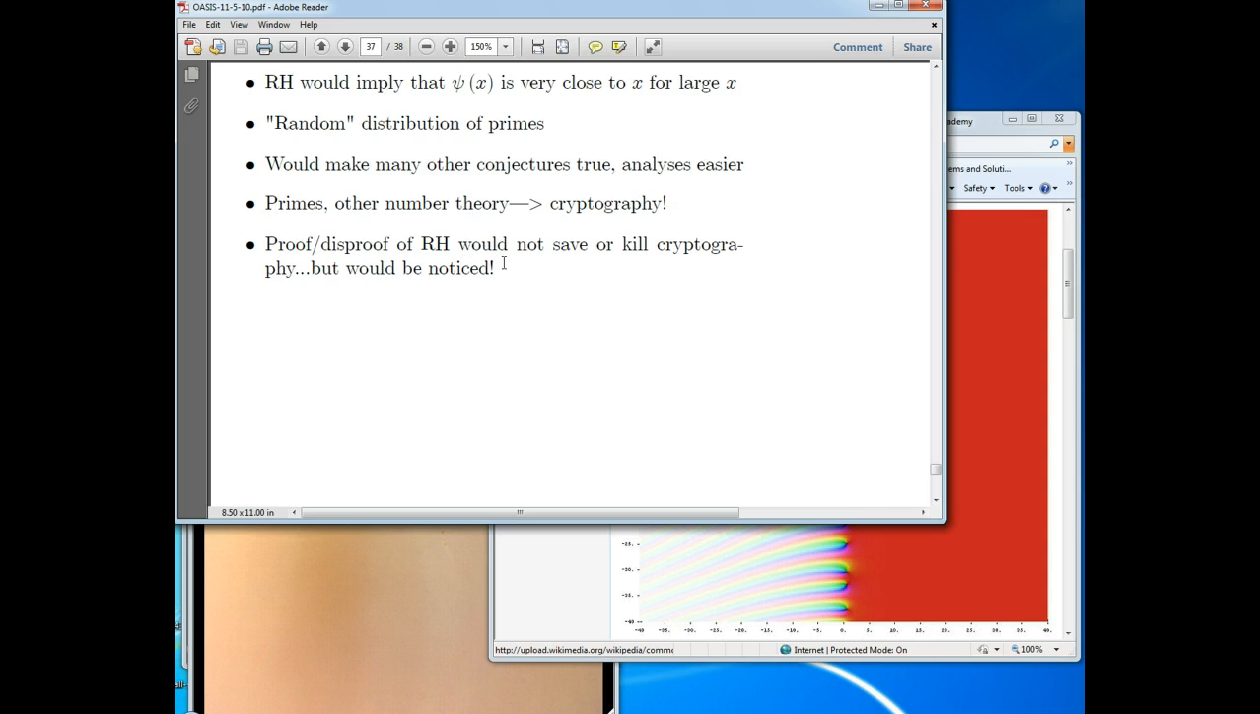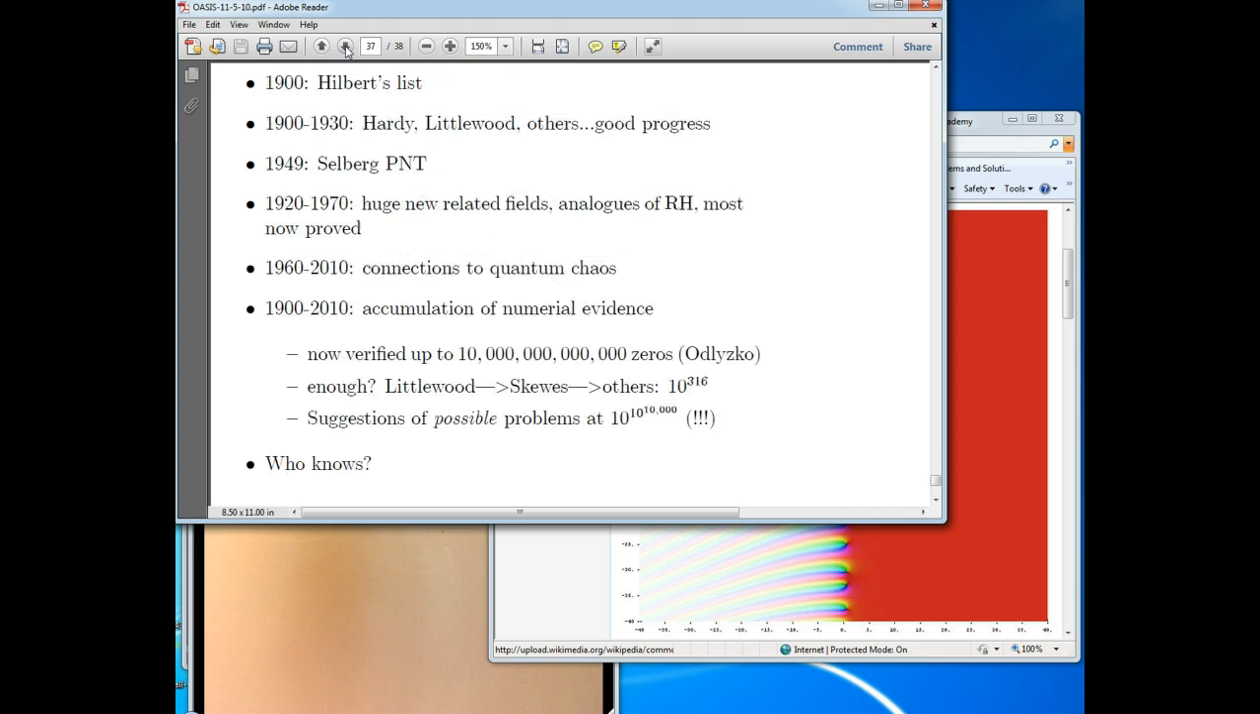But people would definitely have to pay attention. And you never know, maybe a few years after, or maybe the ideas in the proof of the Riemann hypothesis would either save or kill cryptography. I mean, it could be a very big deal. It's very hard to be sure.